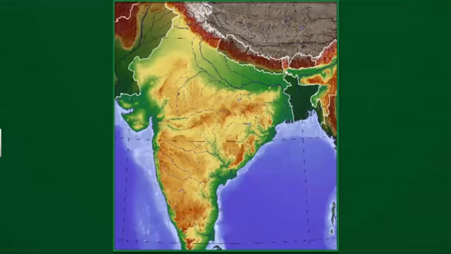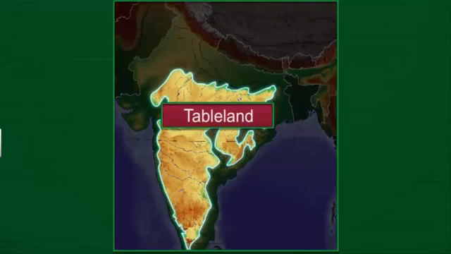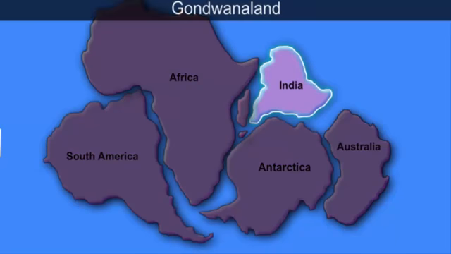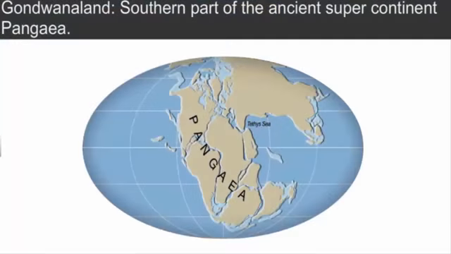As you may know, plateaus are also called tablelands. The Peninsula Plateau is also a tableland. This tableland was formed when Gondwana land broke and the pieces drifted apart. Gondwana land is the southern part of the ancient supercontinent Pangaea, with Angara land in the northern part.